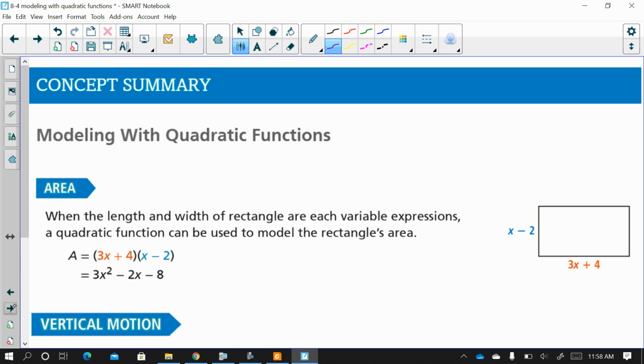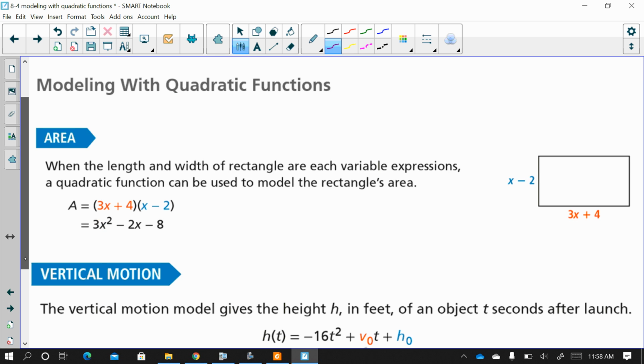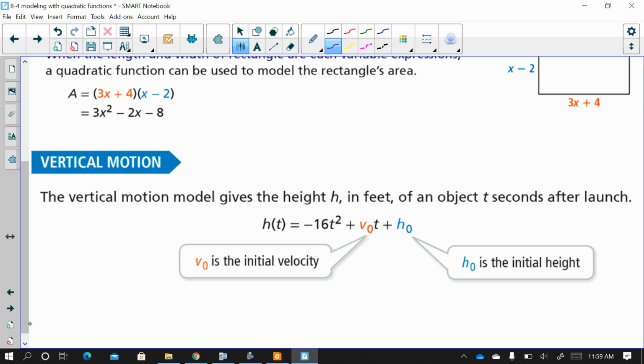And those are your basic word problems with standard form. Being able to find area and being able to do vertical motion.